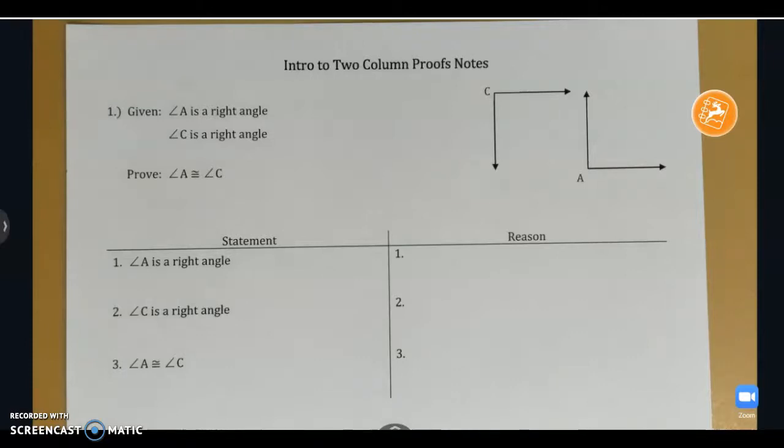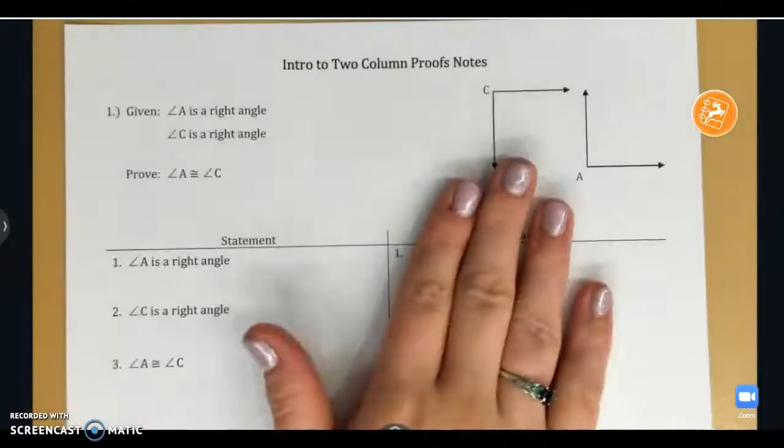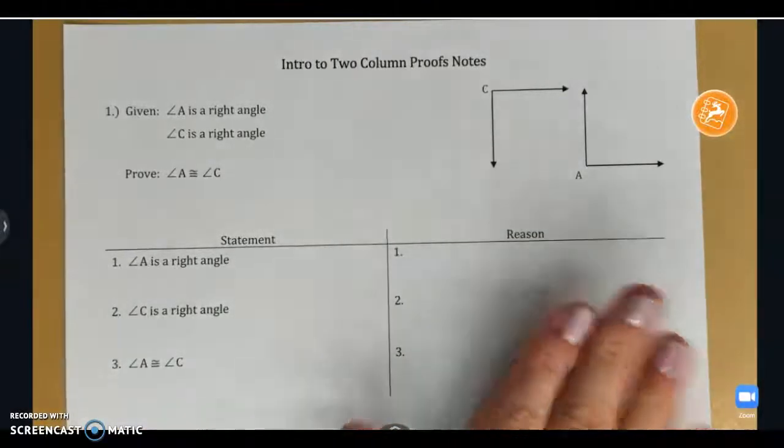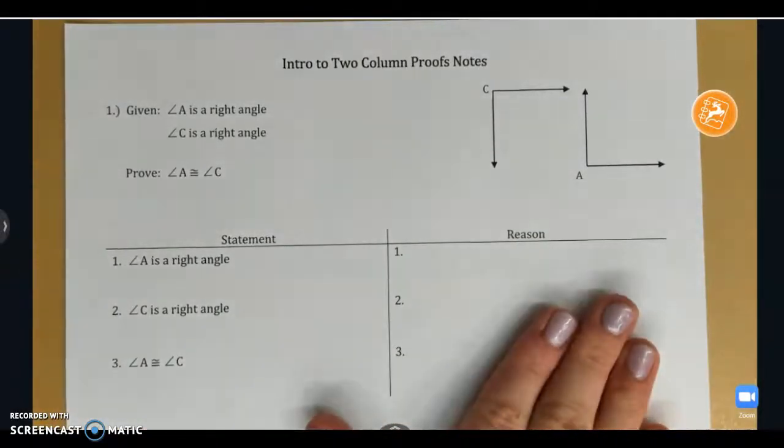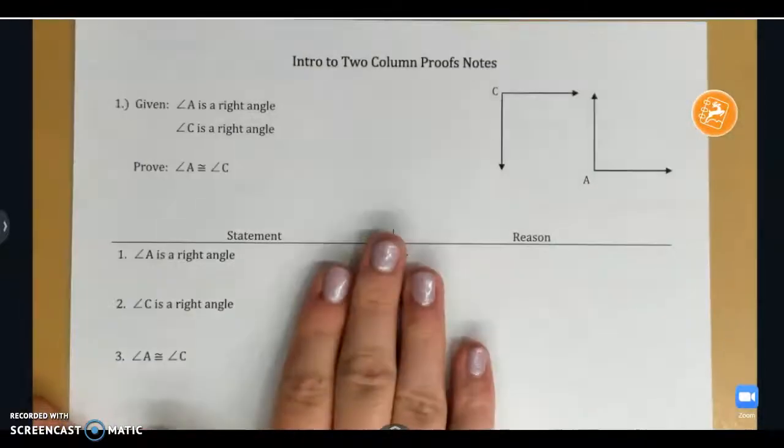So with two-column proofs, we have two columns. One column is going to be our statements, and the other column is going to be our reasons or supports for those statements. So the easiest way to understand this is to go straight into an example.